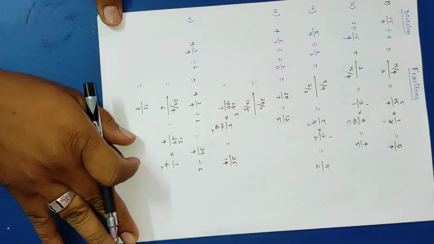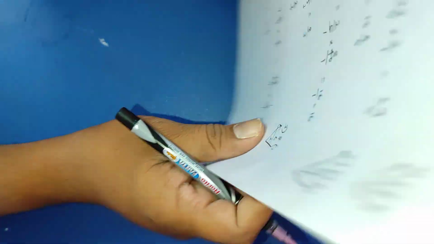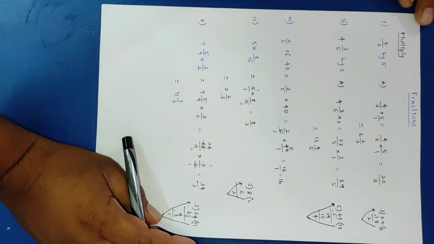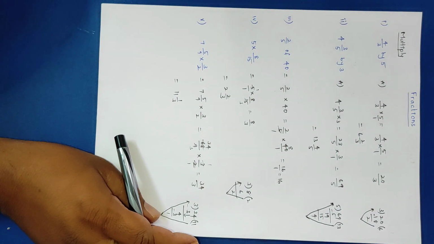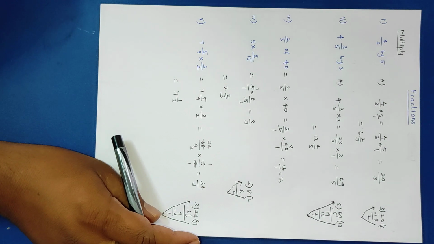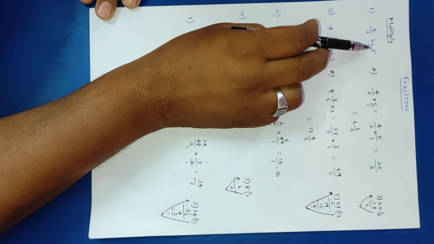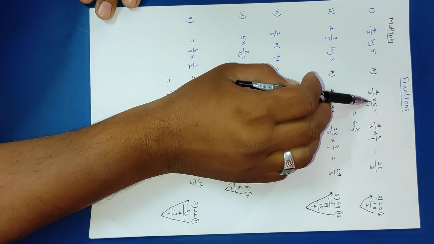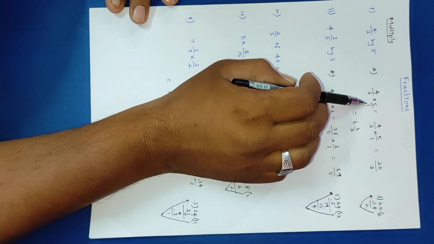Next, multiplication of fractions. How to multiply a fraction and another fraction, a number and a fraction, a fraction and a number. Here I observe 4 by 3 into 5. You multiply these two numbers. 4 by 3 into 5. There is no denominator. For any number we can write 1 as a denominator.